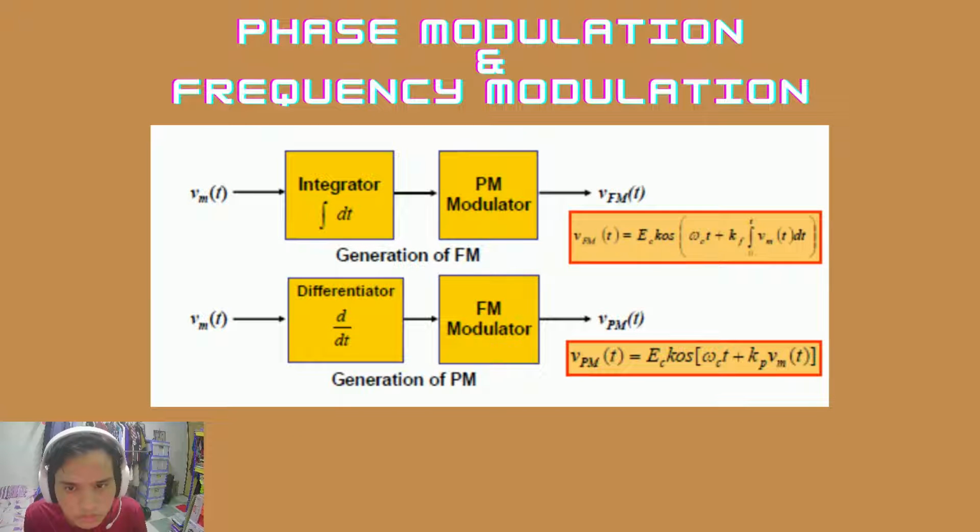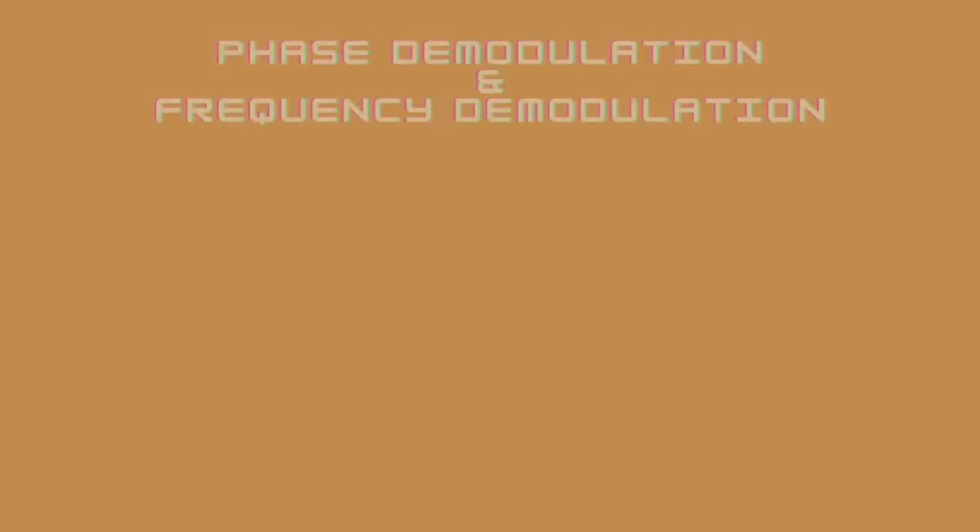To produce the frequency modulation, we make sure the modulating signal VM goes through an integrator and PM modulator, and then the general equation of VFM is generated. Same goes to VPM. To generate the phase modulation, we will pass the modulating signal through the differentiator and the FM modulator, which is the frequency modulation modulator.